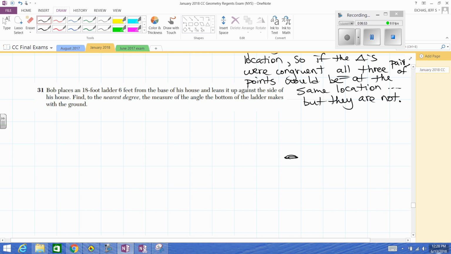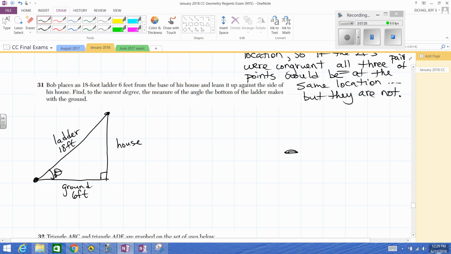Bob places an 18-foot ladder 6 feet from the base of the house. So you assume the house and the ground have a right angle between them. The ladder is leaning. This is 18 feet. This is 6 feet from the base. That's the bottom of the ladder. This is where it's leaning against the house. So they want to know this angle right here.